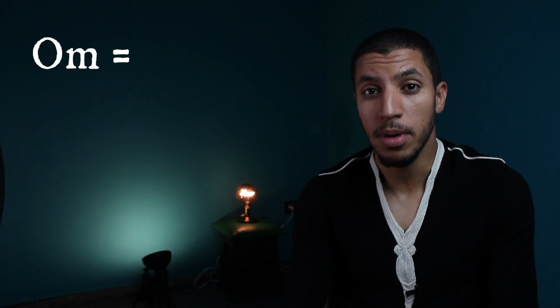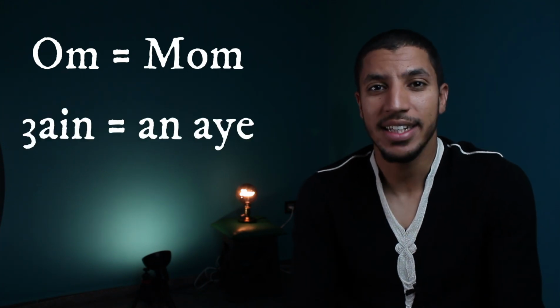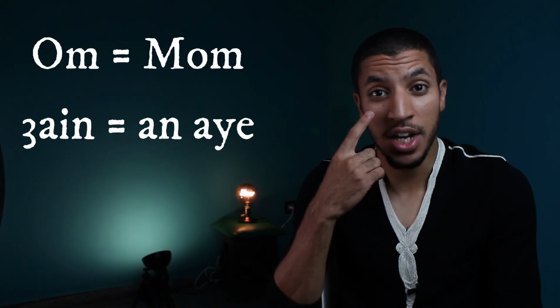As I said earlier about the feminine nouns, most of them end with an A at the end, but not all of them. Some of them don't end with an A at the end, but they're still feminine because of their feminine nature. For example, mom, or Ain, which is an eye.